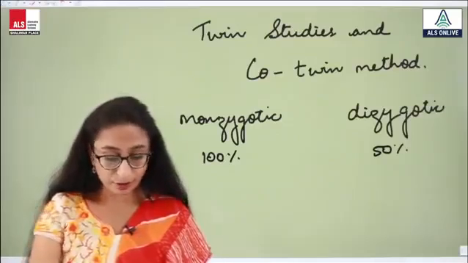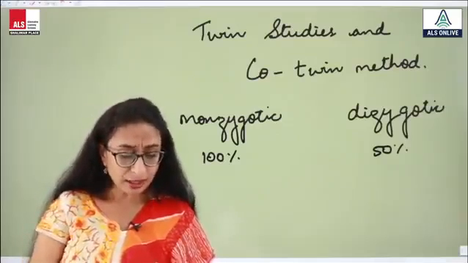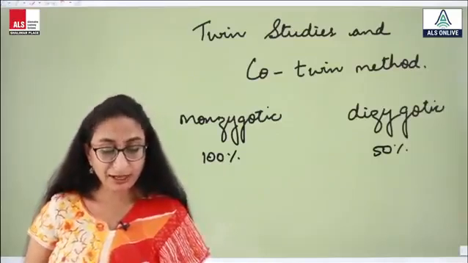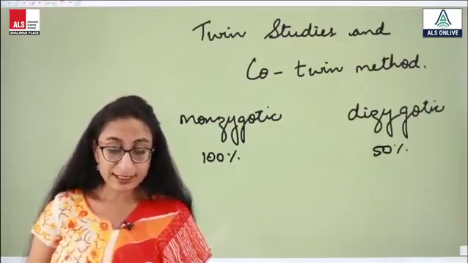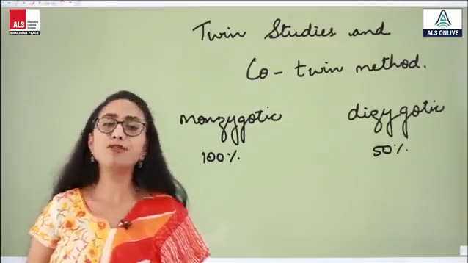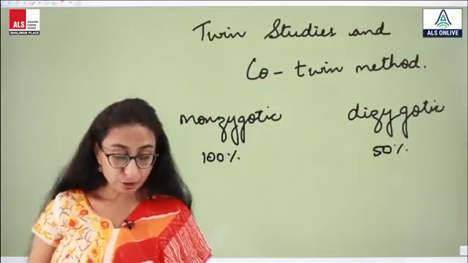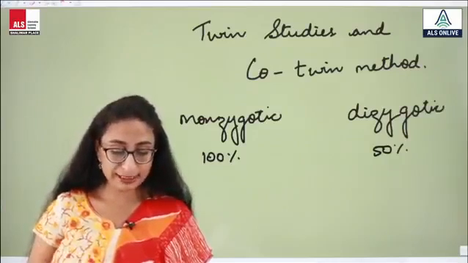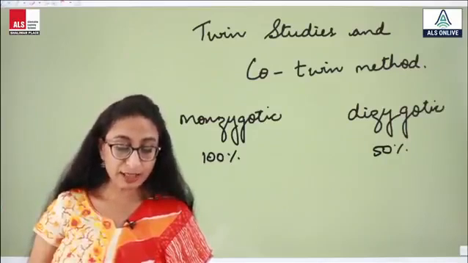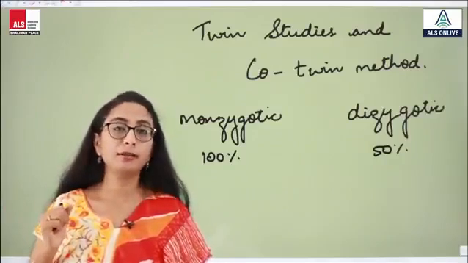So what we are trying to understand is, monozygotic twins share 100% of their genetic material, whereas dizygotic twins share on an average 50% of the genetic material. So if a set of twins is being studied, the monozygotic twins are found to be concordant, isn't it?